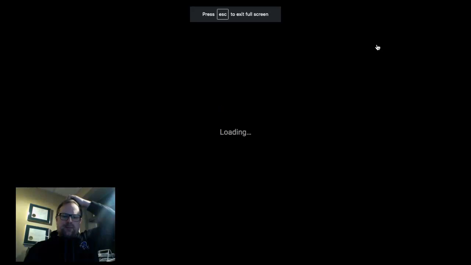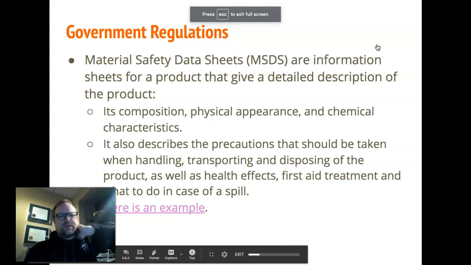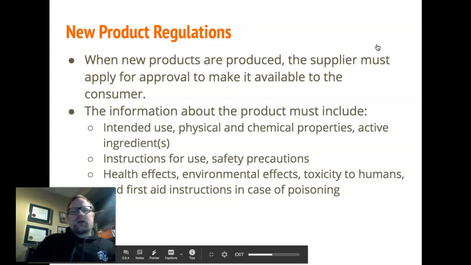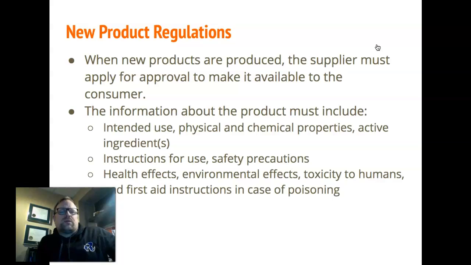All right. So that's government regulations and things like MSDS. When new products are produced, the supplier must apply for approval to make it available to the consumer. And if they don't do so, then they are usually circumventing government regulations and they can get in trouble for those kinds of things. So the information about the product must include things like what it is intended to be used for, what are the physical and chemical properties of the substance, what are active ingredients that we need to be aware of, what are the instructions for use, and what are safety precautions when you're using that.